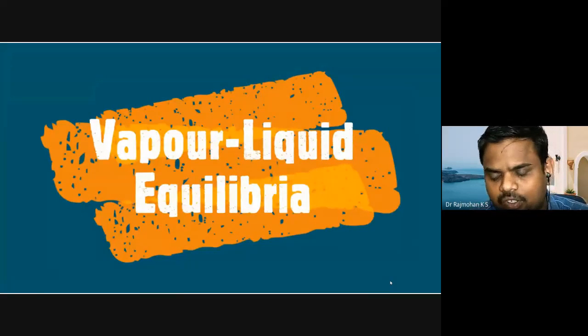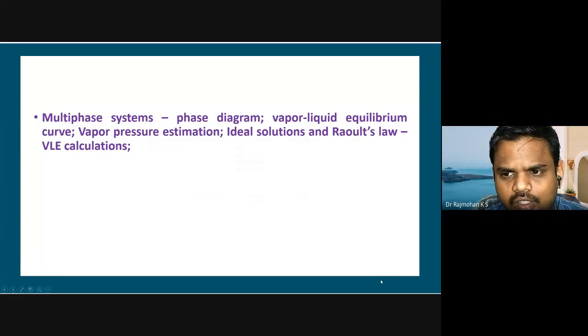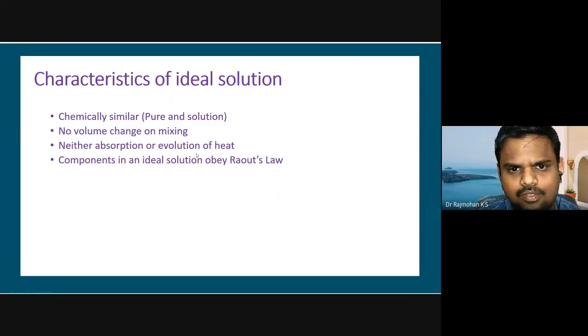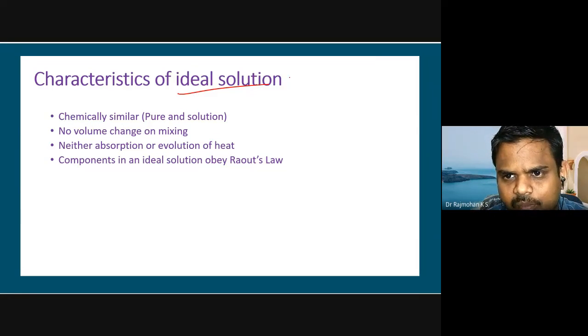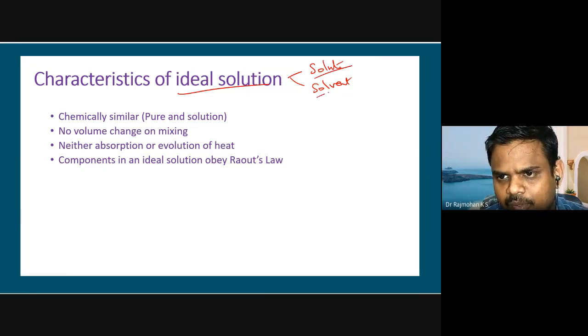Okay, moving on to the next topic, vapor liquid equilibria. So in that we are going to discuss first what is an ideal solution. What are the characteristics of an ideal solution? A solution means what? It will contain a solute and solvent, right? So we can say that these are pure substances, and they are present in pure state and they are present in a solution state.